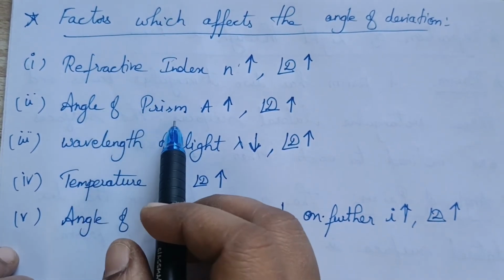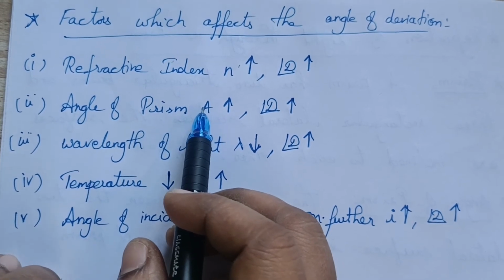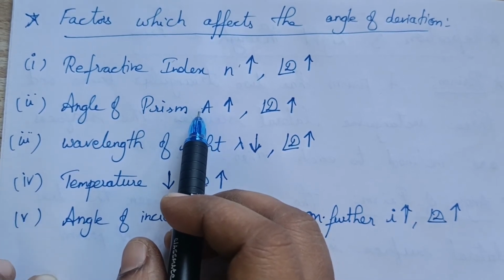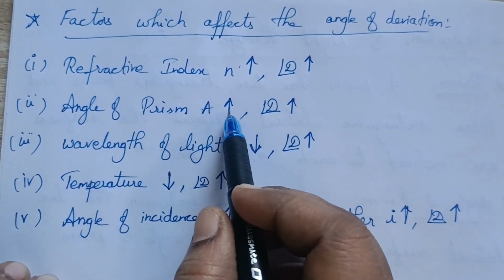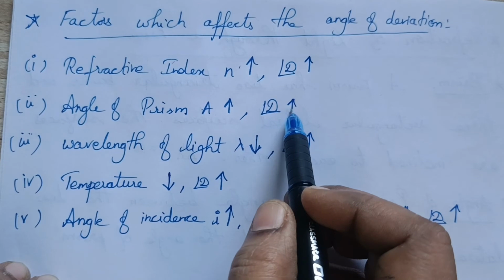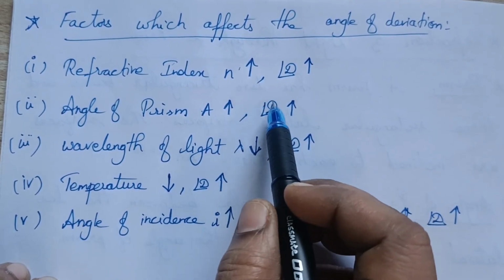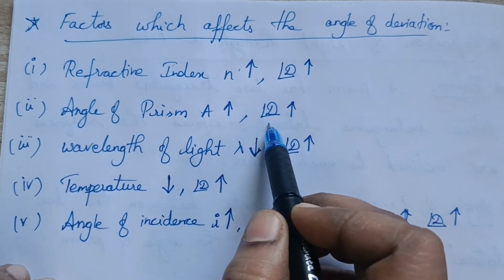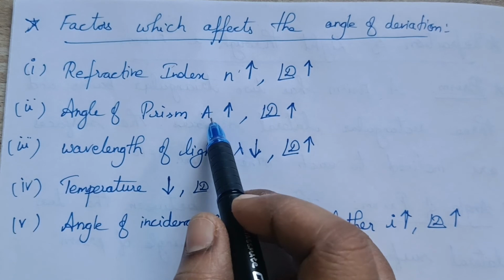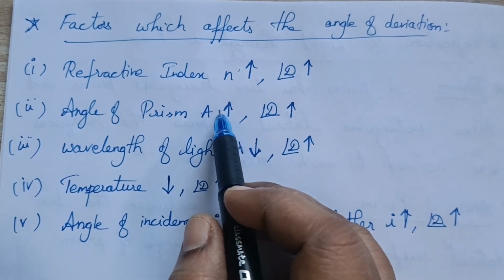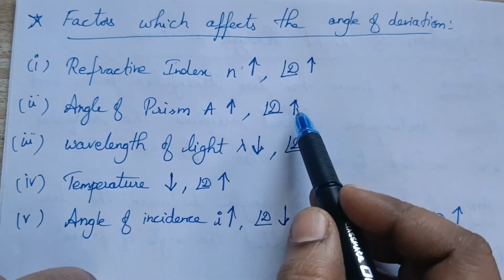Next, the angle of prism. If we take the regular prism, the 60 degree one I mentioned, you can also have different angles. If the angle of prism is increased, the angle of deviation will also increase, because in higher classes, when you go for the derivation of the angle of deviation, it depends upon the angle A also. Whenever the angle of prism increases, the deviation will be more.